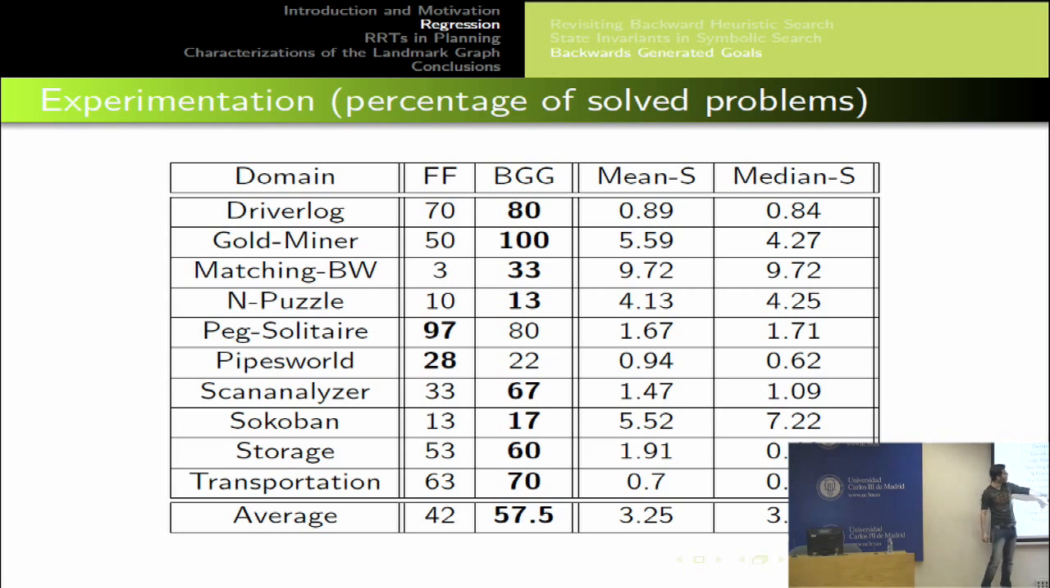Also, that's the ratio of the expanded nodes by both planners. And we can see we tend to expand much fewer nodes, right? So again, good news.